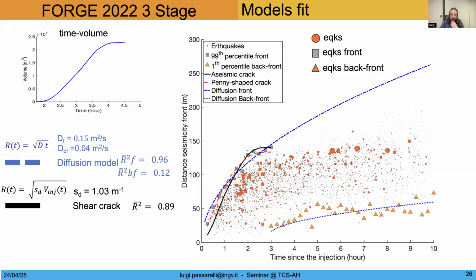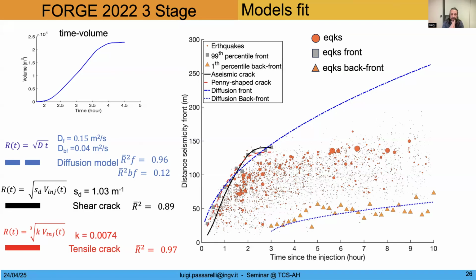When instead you use an aseismic shear crack, in this case the black line here, and you fit this volume and time, you get a constant which has a plausible value, and the adjusted R squared is again 0.9, so a very good fit. Then when you put in the tensile crack, again the model fits the data very well, and you have maybe the highest adjusted R squared, which is 0.97.